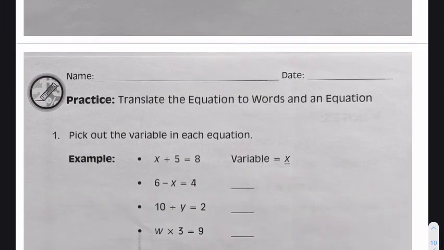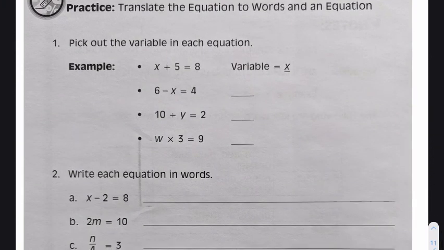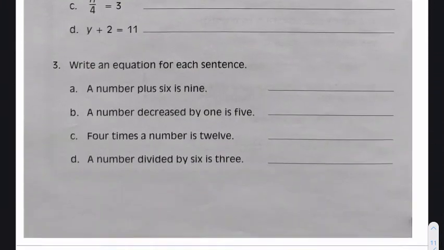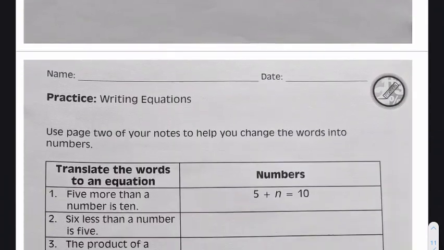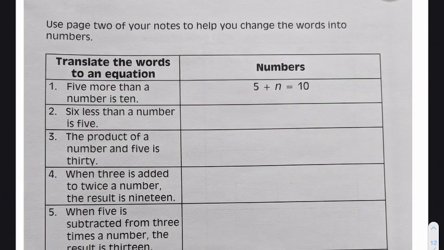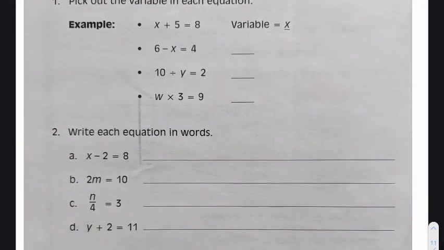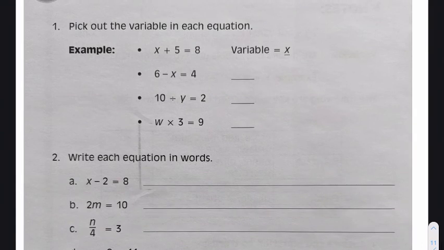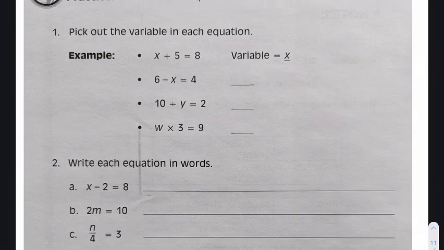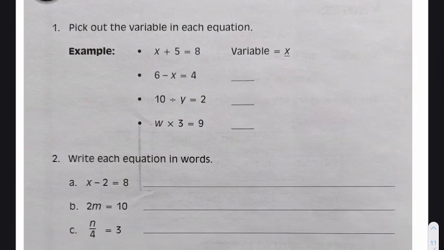Here are the questions I would like you to complete. There are 2 pages of questions. There's this page and this page. Again, both of these pages are on your slideshow. What I'd like you to do is write your answers on a piece of paper and then scan it or take a picture of it and attach it to your assignment on Google Classroom.